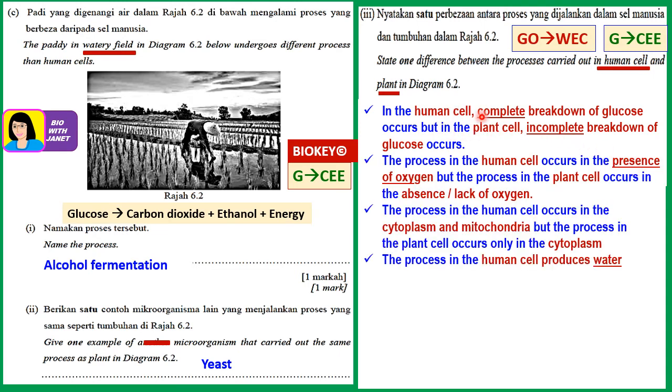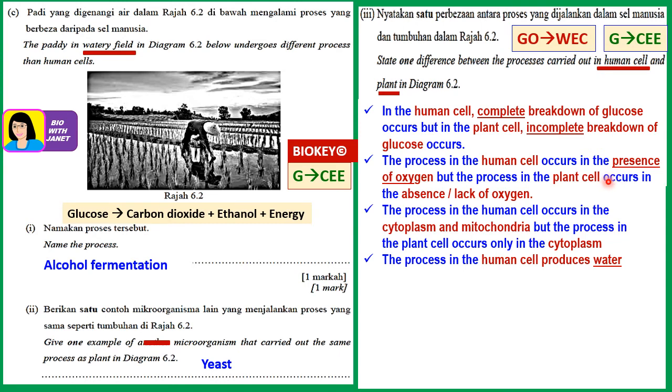Now, firstly, in the human cell, because it says carried out in underline here, human cell and plant cell. So in the human cell, the complete breakdown of glucose occurs. The glucose is broken down completely to form water and carbon dioxide, with the release of this E is for energy, a lot of energy. So in the human cell, complete breakdown of glucose occurs, but in the plant cell, incomplete breakdown of glucose occurs. Okay, so the glucose is also broken down, but is incomplete, so that's why we get the product of ethanol, which still contains a lot of chemical bonds inside. Still a big, comparatively large molecule. All right, and the breakdown of glucose is incomplete here. Okay, for alcohol fermentation.